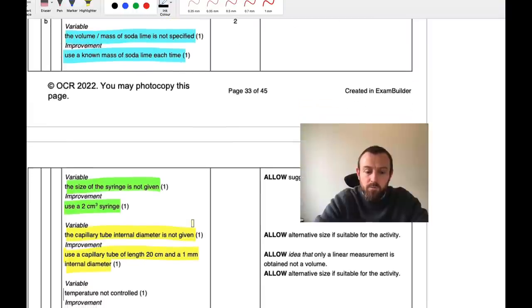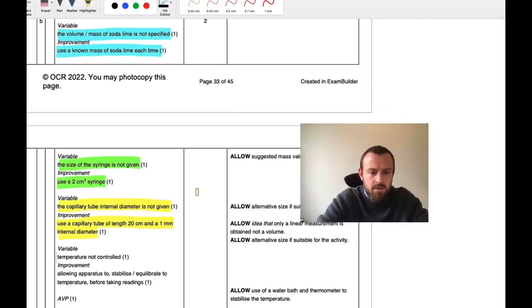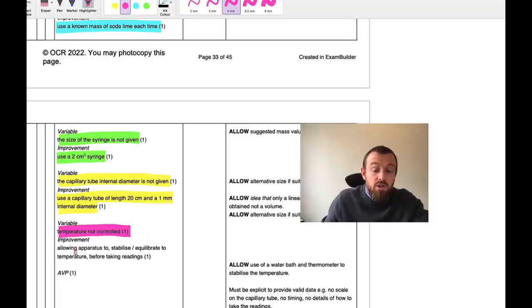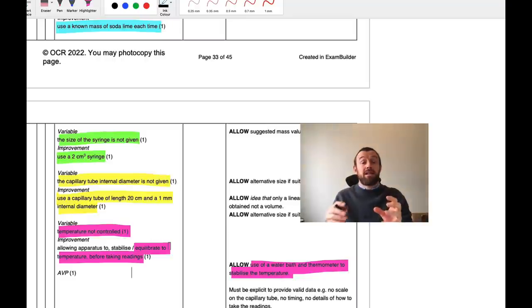Okay, so finally, this is an obvious one. Sometimes I forget the obvious. Temperature is not controlled. I'll highlight that in pink. So we should maybe do it at a certain temperature. And if we were to do this at a certain temperature by using a water bath, for example, use of a water bath and thermometer, then we would obviously have to record the temperature. So we'd have to use a thermometer to measure the temperature and let the apparatus reach the right temperature, like leave it in the water bath for a few minutes before we looked at it.